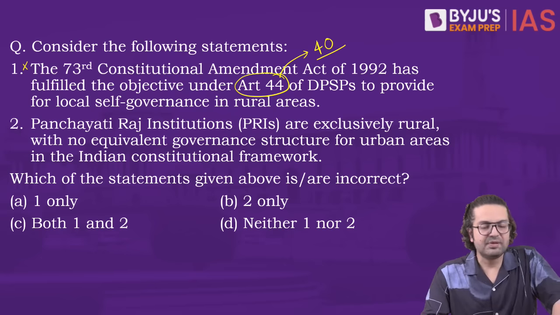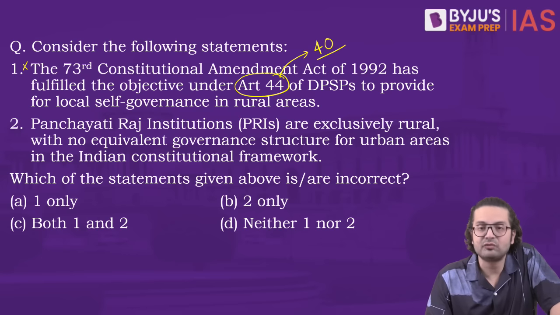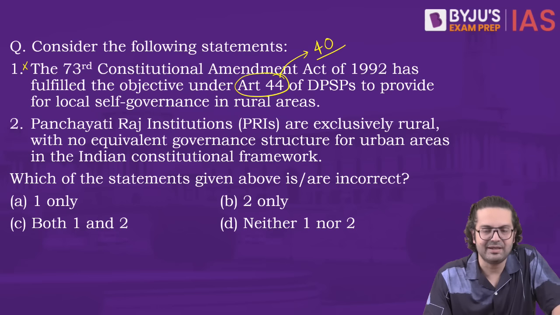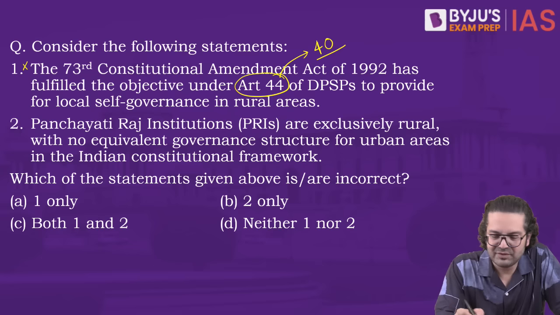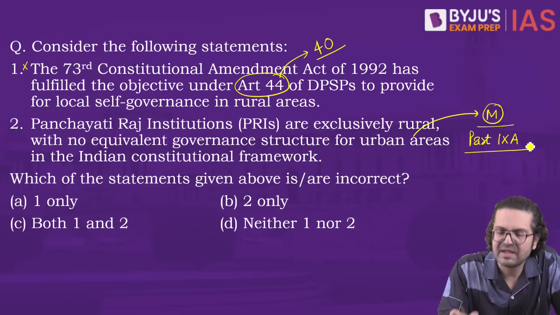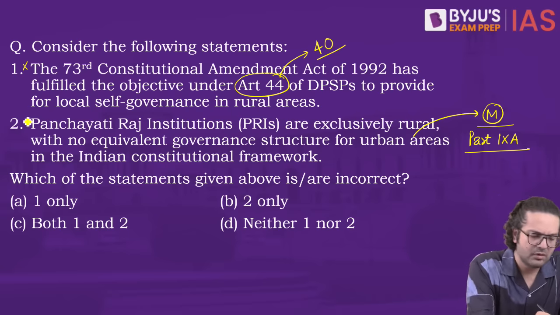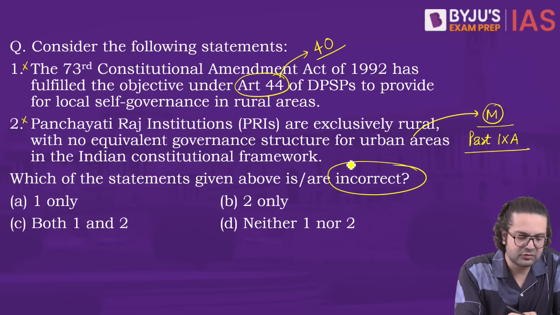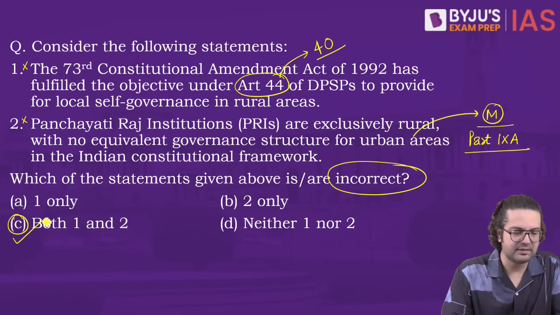Number 2. Panchayati Raj institutions are exclusively rural. Yes or no? Yes, of course. With no equivalent governance structure for urban areas. We do have it. For the urban areas, don't we have the concept of municipalities under Part 9A? That's there. So this is wrong. Both statements are wrong. Which other statements are correct or incorrect? C is the right answer.